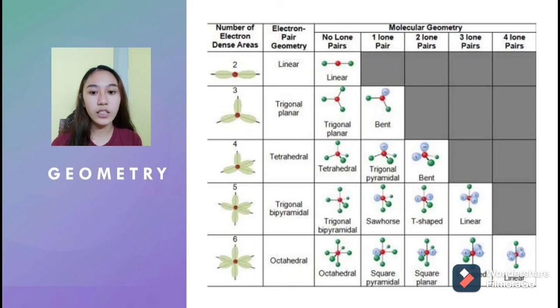For the octahedral geometry, the equatorial orbitals have bond angles of 90 degrees, as well as the axial and equatorial orbitals having a bond angle of 90 degrees also. And again, except for the molecular geometry with 4 lone pairs that will assume a linear geometry and have a 180 degree bond angle.